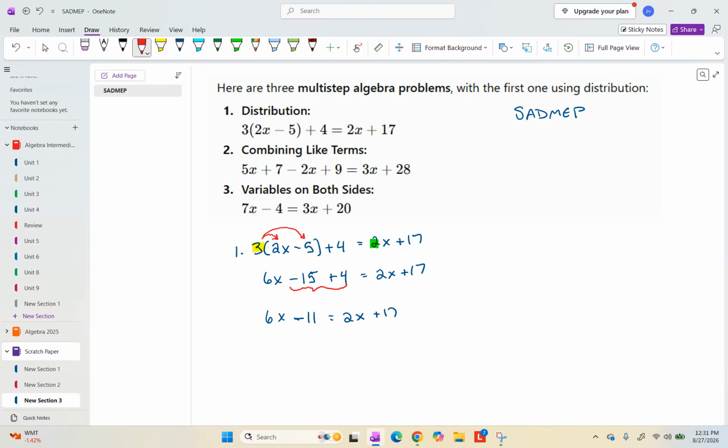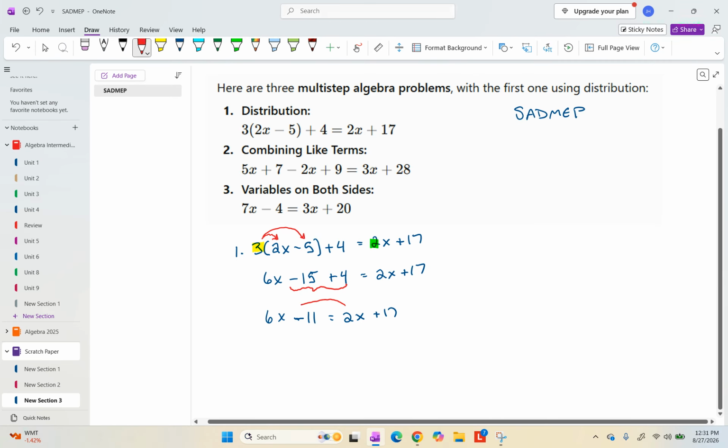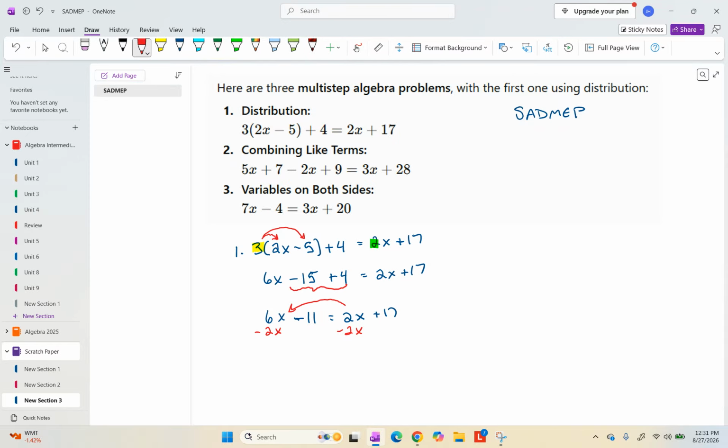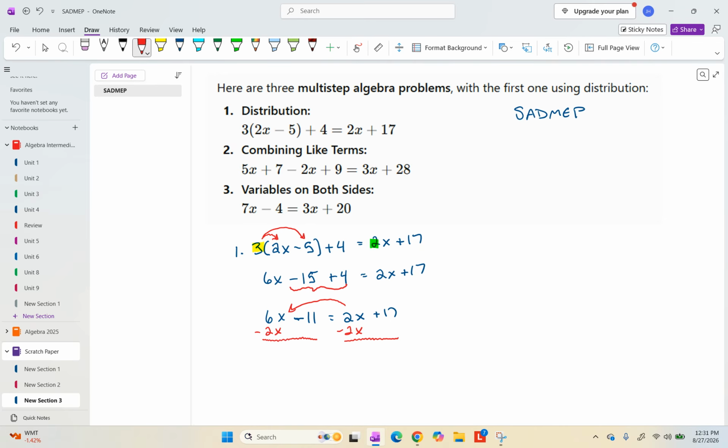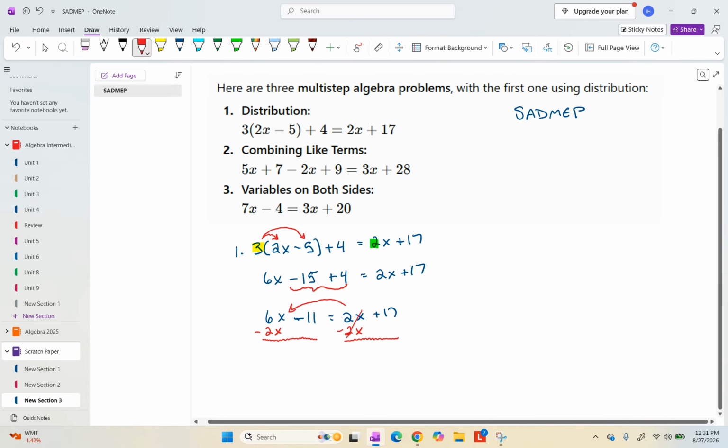Now our goal is to get the variable by itself. And I like to move the variable first, and I like it to be positive. So I have 6x on one side, I have 2x on the other side. I'm going to bring the 2x over to this side, and the way that I'm going to do it is I'm going to subtract 2x from both sides. If we think about that metaphor that we went over in class about fruit, basically I have 6 boxes of oranges on one side and 2 boxes of oranges on the other side. I'm going to take 2 boxes of oranges off of the scale. Everything's going to stay the same, but the 2x minus 2x is going to cancel out.